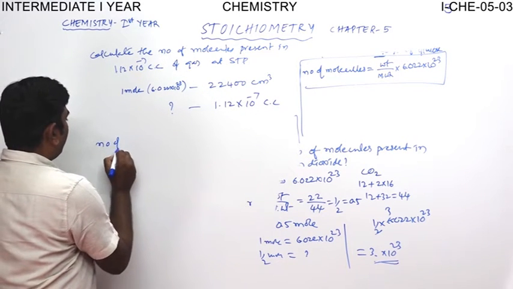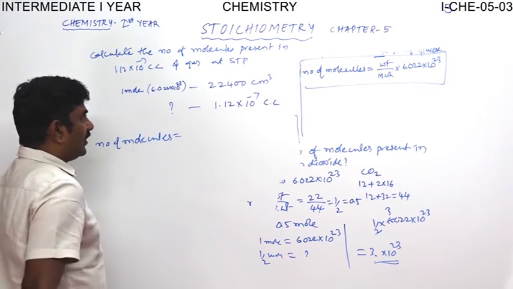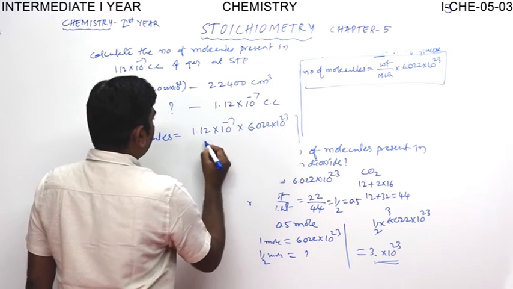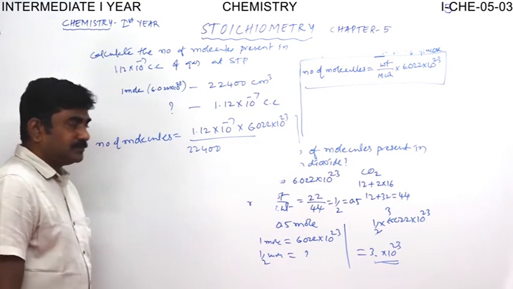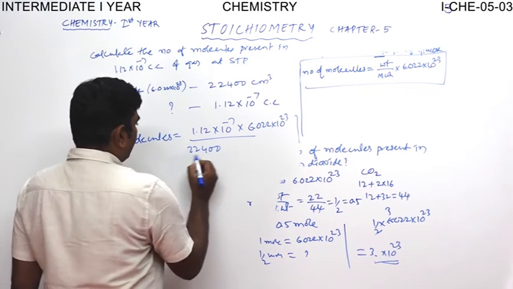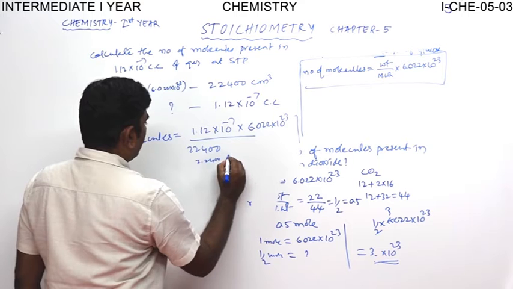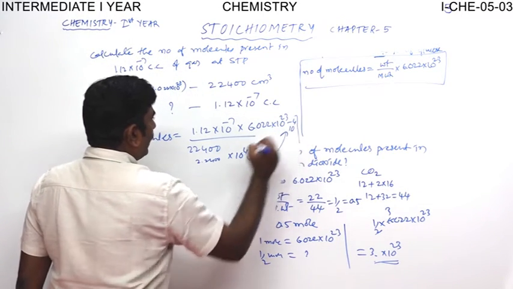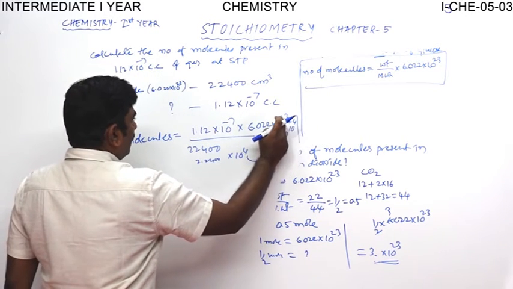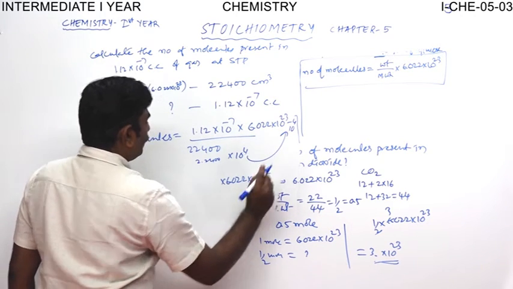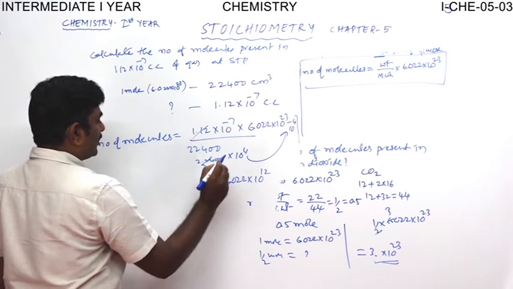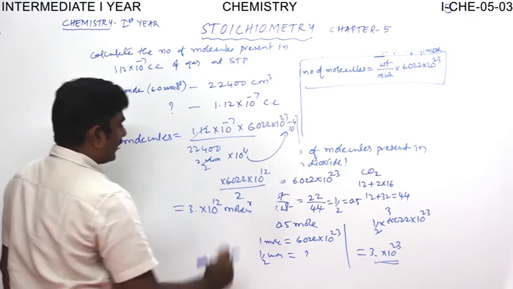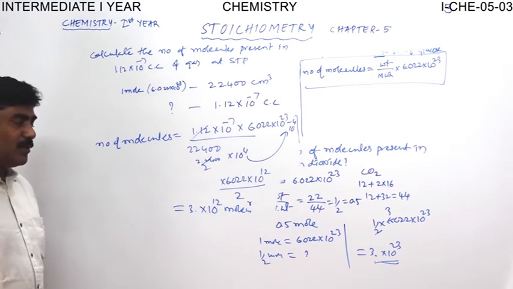Therefore, number of molecules is equal to 1.12 into 10 power minus 7 into 6.022 into 10 power 23 by 22,400. For simplification, I am writing it as 2.24 into 10 power 4. So 10 power minus 7 minus 4 is minus 11, and with 10 power 23, remaining is 10 power 12. 1.12 by 2.24 is 1 by 2. The answer is about 3 into 10 power 12 molecules it contains.